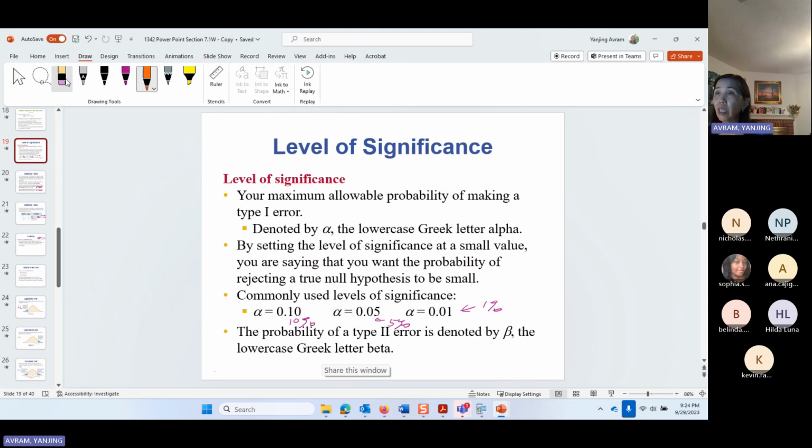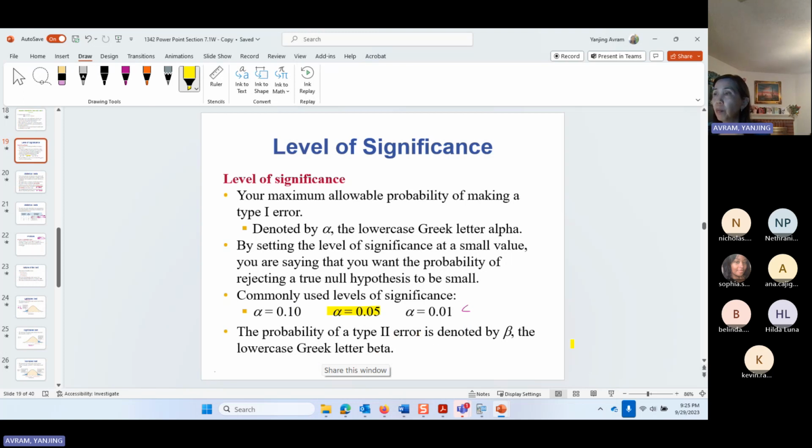The level of the confidence, that's the one we're talking about in here. So basically, this is called the level of significance. It is the maximum allowable probability of making a type 1 error, using alpha. Okay, this is the lowercase Greek alpha. When alpha equals 0.05, that means you have a 5% chance that we are making a type 1 error.